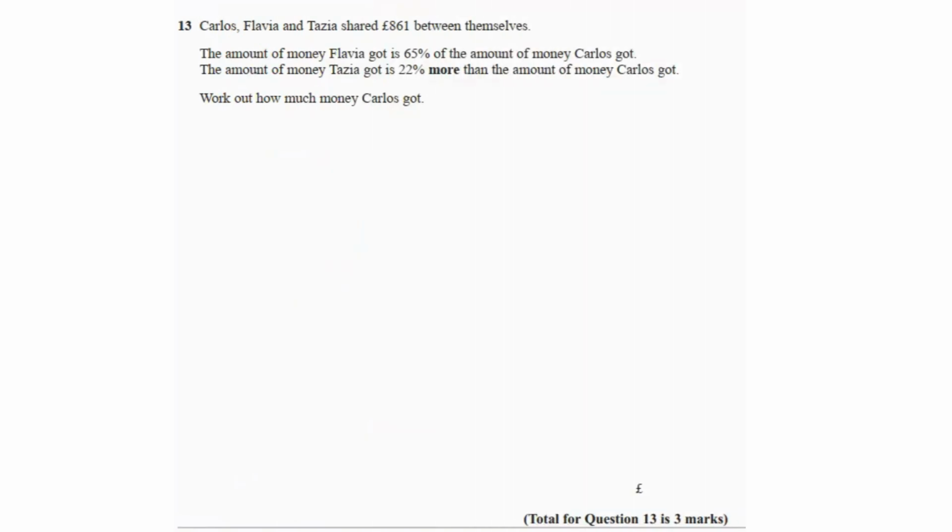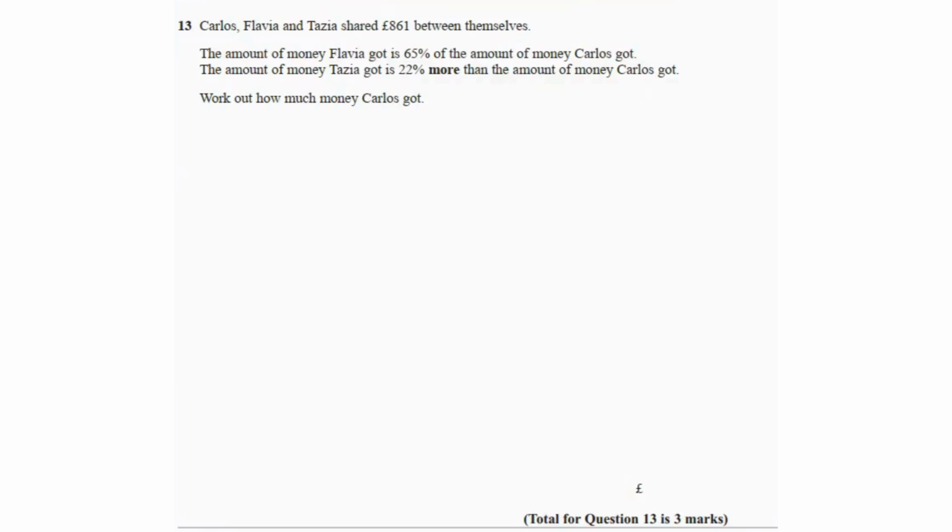The next question says, Carlos, Flavia, and Tazia shared 861 pounds between themselves. The amount of money Flavia got is 65% of the amount of money Carlos got. The amount of money Tazia got is 22% more than the amount of money Carlos got. We need to work out how much money Carlos got.